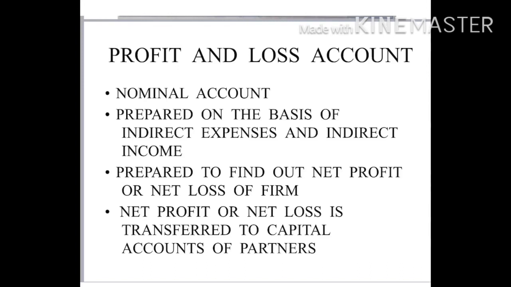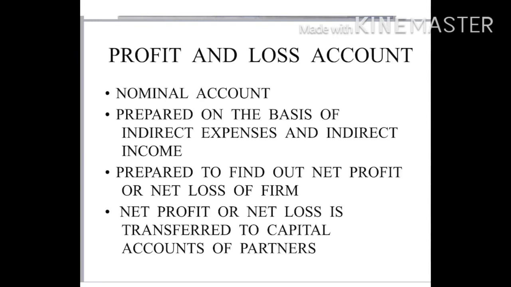Profit and loss account is second part of income statement. It is prepared on the basis of indirect expenses and indirect income. It is a nominal account. It is prepared to find out the net profit or net loss of business. This net profit or net loss is transferred to the partner's capital account.